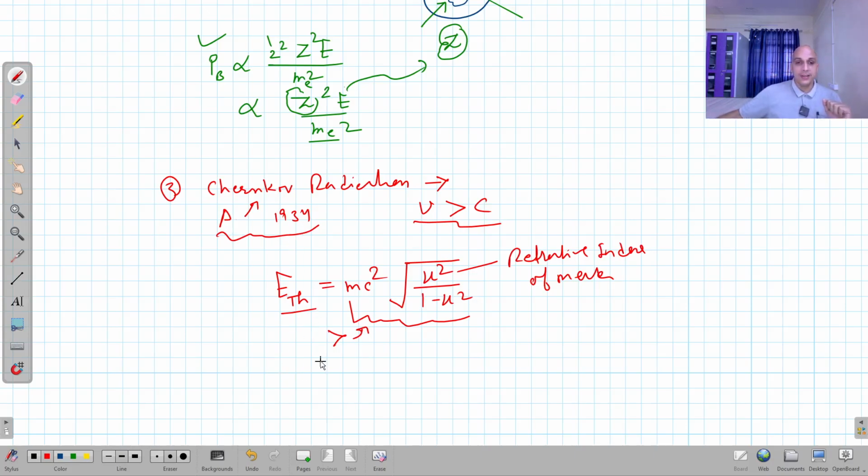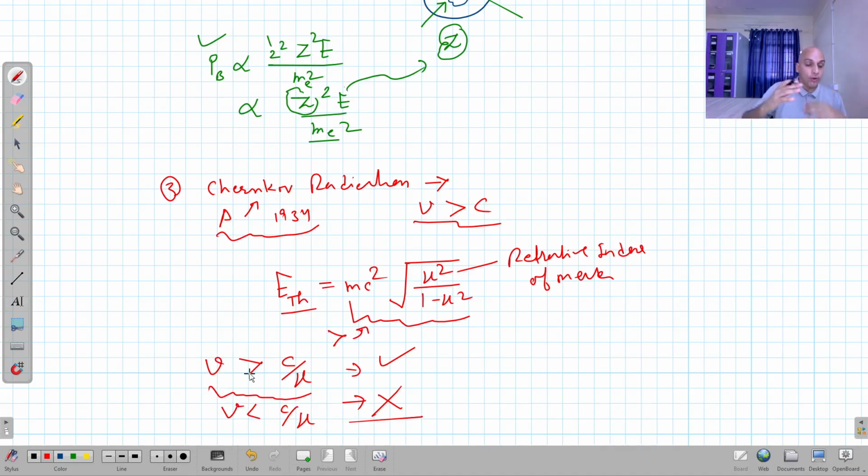Another thing is that the velocity of the charged particle should be greater than c upon mu. Then we get Cherenkov radiation. But if v is less than c upon mu, no Cherenkov radiation will be emitted. I told you in the beginning that Cherenkov radiations are emitted only when the velocity of the charged particle is greater than the phase velocity or speed of light in that medium. So these are the required conditions.